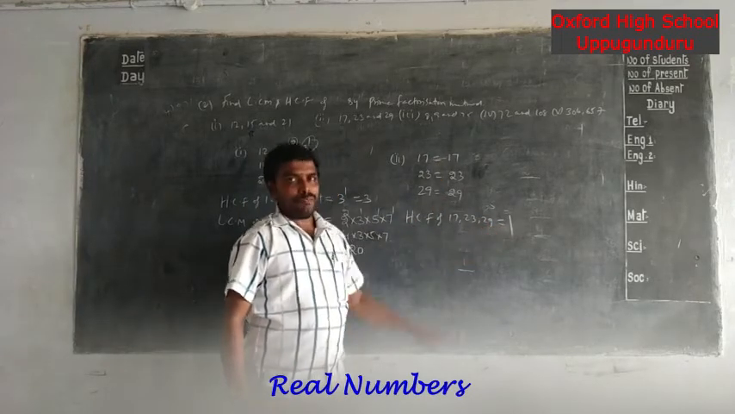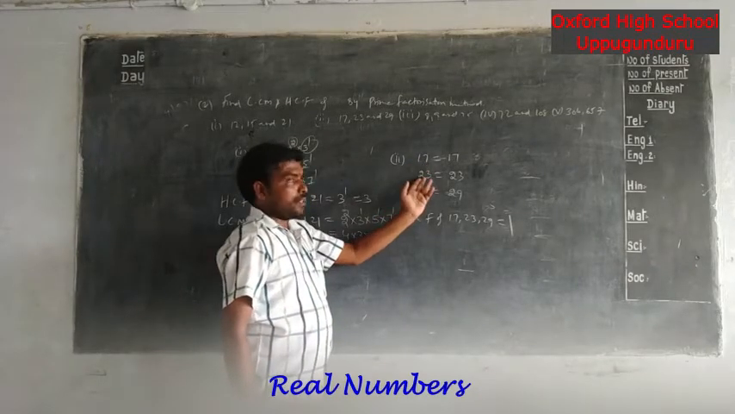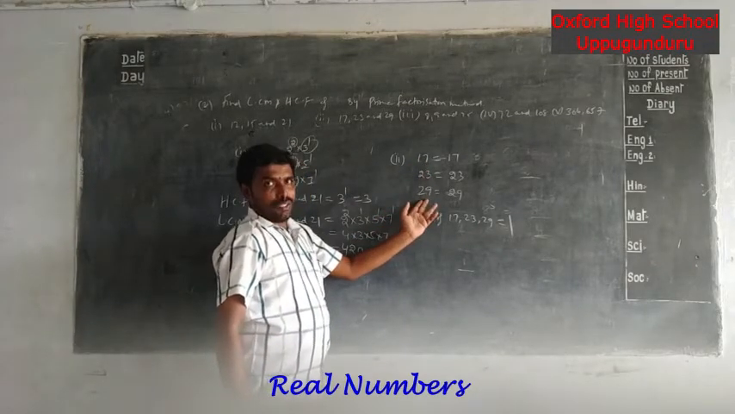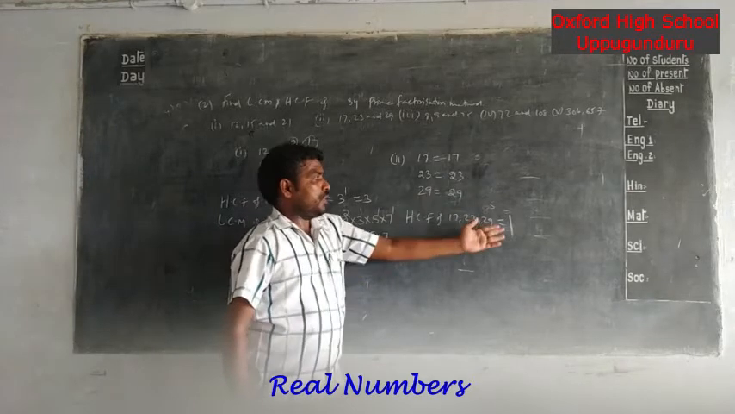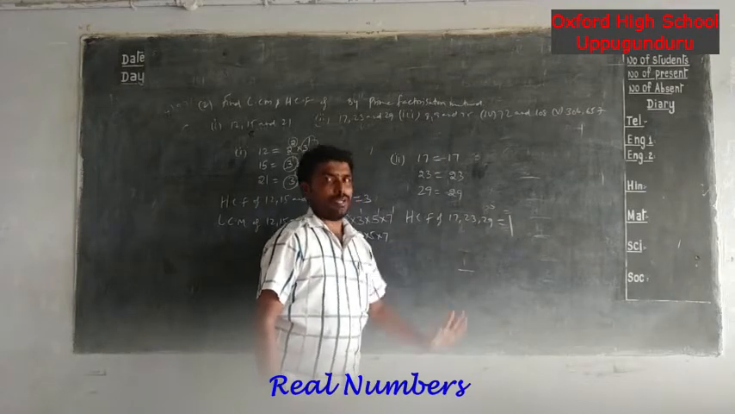Why? Because 1 is a factor of any number. So for 17, 1 is a factor. 23 also has 1 as a factor. For 29 also, 1 is a factor. That's why you have to consider the highest common factor as 1.